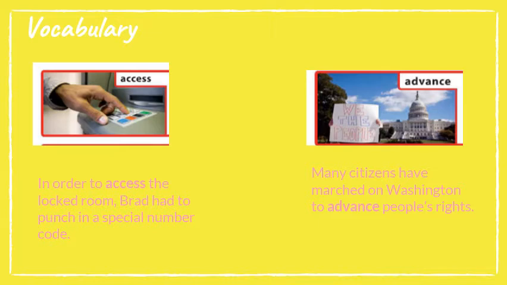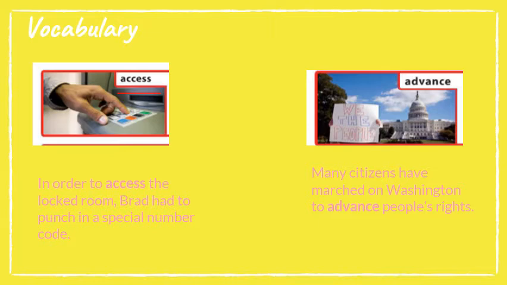Okay, time to start with the vocabulary words. The first word is access. Access. Let's read the example. In order to access the locked room, Brad had to punch in a special number code. So access means to get something from a source, or to get into something. Let me give you another example. If you access information, you get it from a source such as the internet. So the internet is a source. We can access information from the internet.